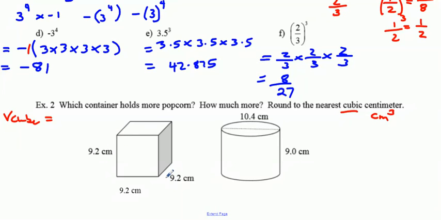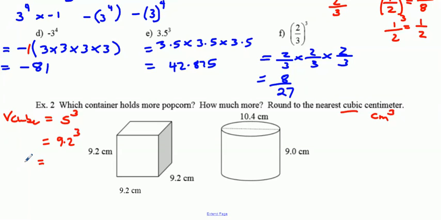So the volume of this cube is given by, well, a lot of you would think length times width times height because that's the volume for a rectangular prism. But in fact, a cube, because all of the side lengths are the same, can be written as s cubed. And s cubed is just 9.2 cubed. And I'm just going to grab my calculator.